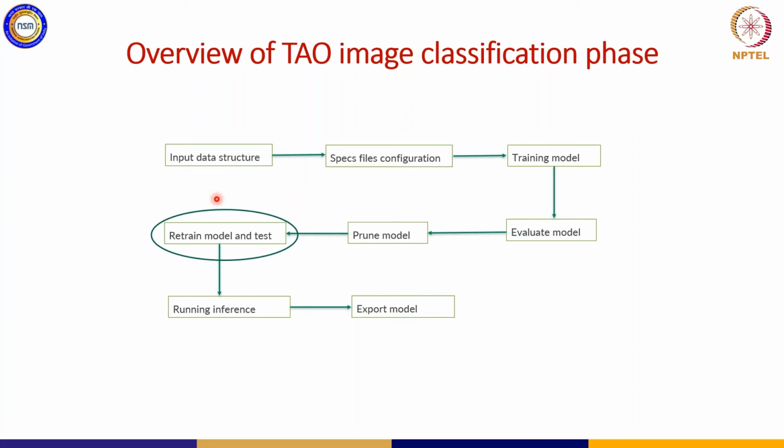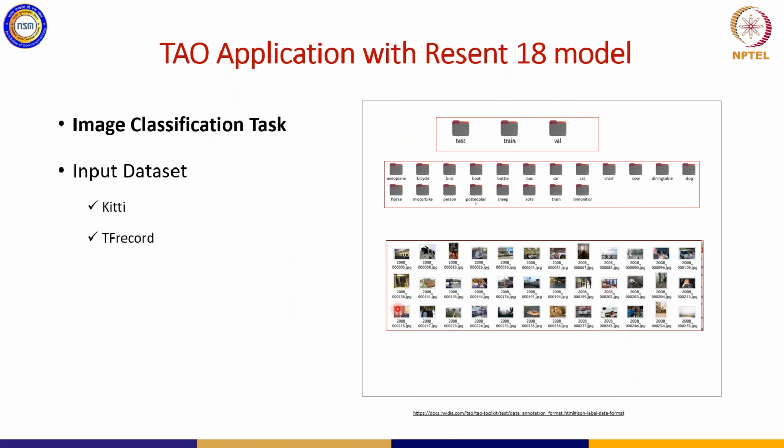You retrain and test, and when you retrain and test, you check the accuracy. If the accuracy is not satisfactory, you keep retraining. And when it is satisfactory, you proceed to inferencing. So you run your inference, and when the inference is good, you can now export your model and use it for what you intend to use it for.